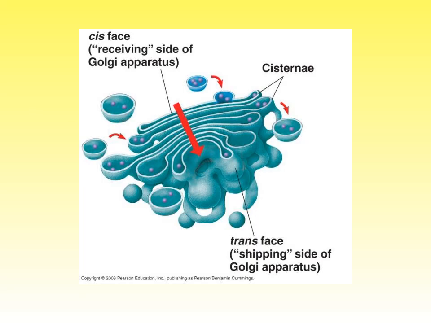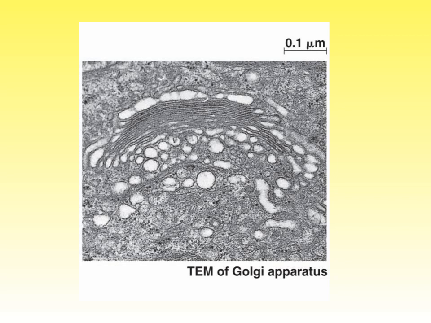This diagram shows the passage of an ER product through the Golgi. Try to find the cis face of the Golgi in this micrograph. Yes, it's the top.